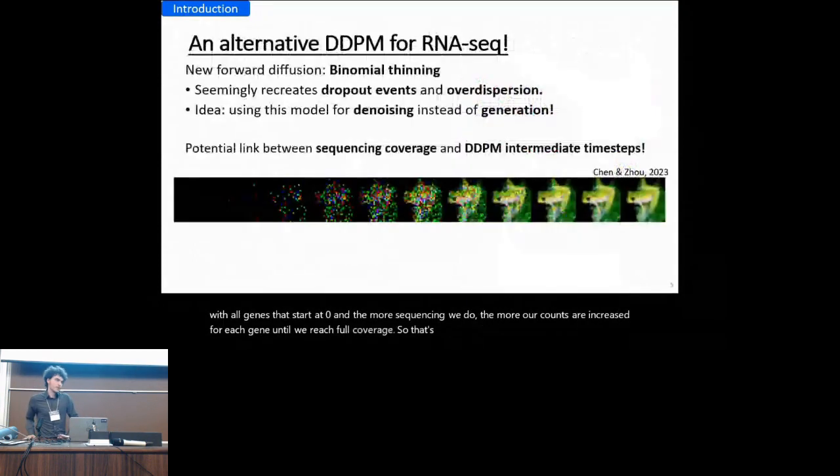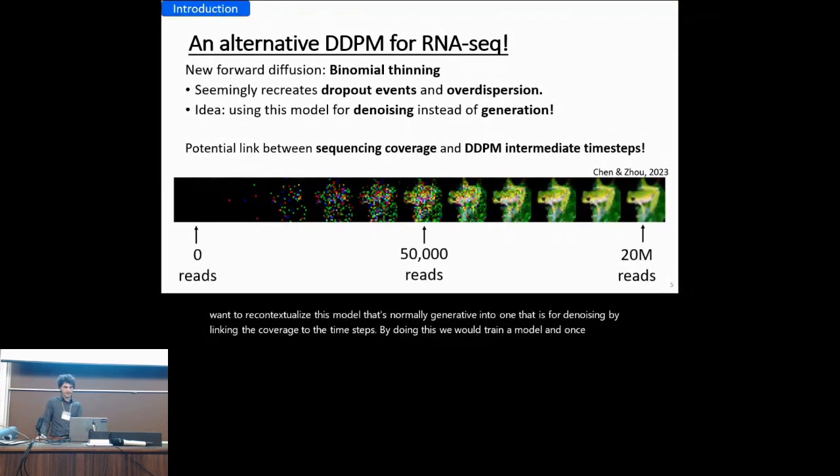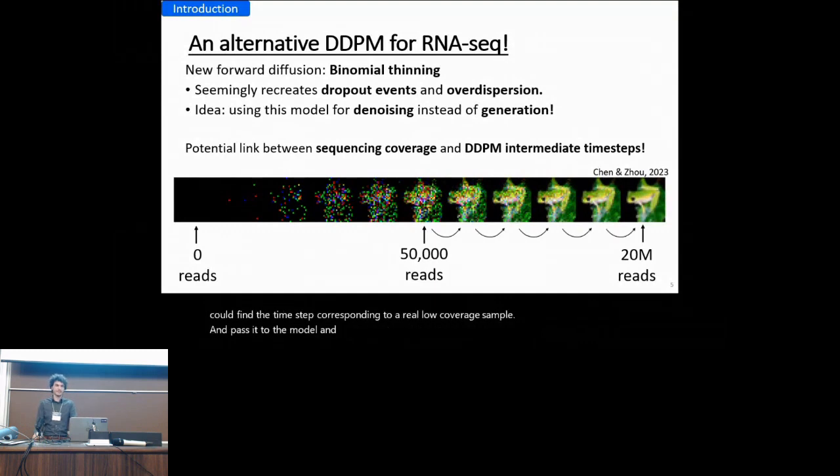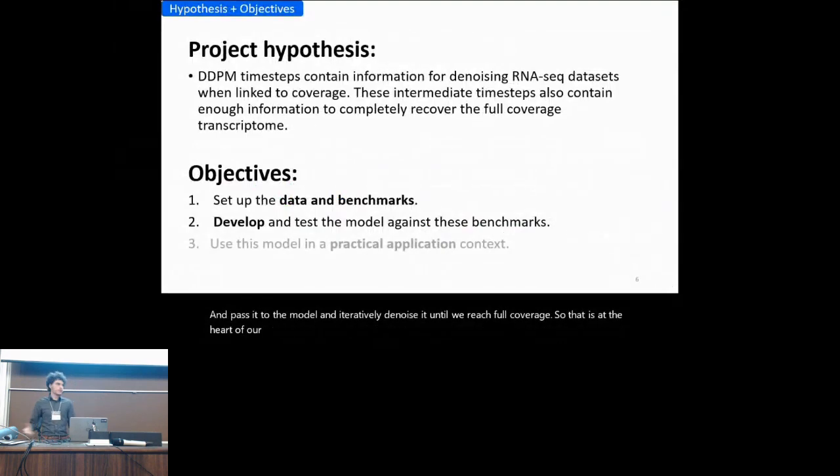So that's the idea we want to propose. We want to recontextualize this model that's normally generative into one that is for denoising by linking the coverage to the time steps. By doing this, we would train a model, and once that's done, we could find the time step corresponding to a real low coverage sample and pass it to the model and iteratively denoise it until we reach full coverage. So that is at the heart of our project, where we want to do this recontextualization, since we believe that the intermediate time steps contain enough information such that we can denoise to reach the same quality as full coverage.